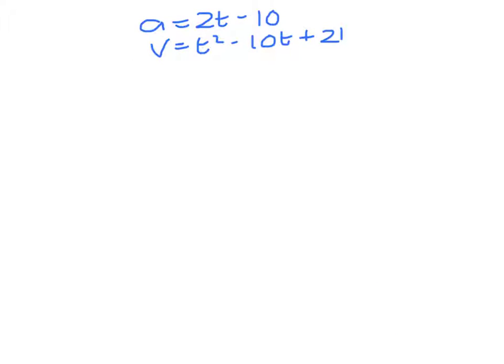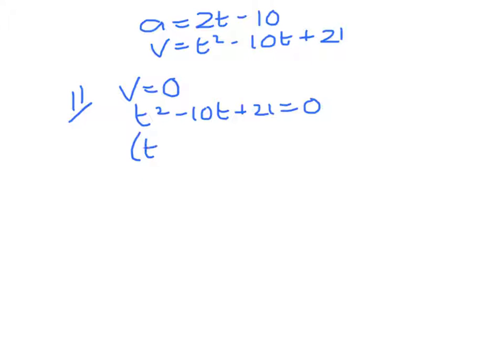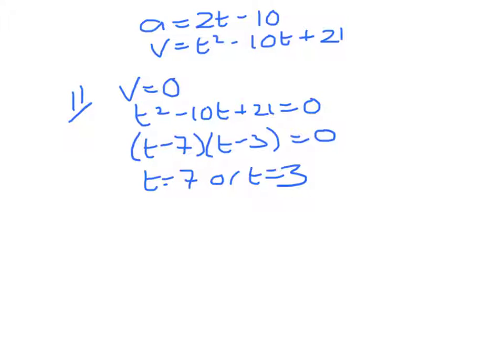To find the times when the particle is at rest, we put velocity equal to 0. So t squared minus 10t plus 21 equals 0. For a quadratic to solve, I'm going to factorise. You can use the quadratic formula. (t minus 7)(t minus 3) equals 0. So t equals 7 or t equals 3.